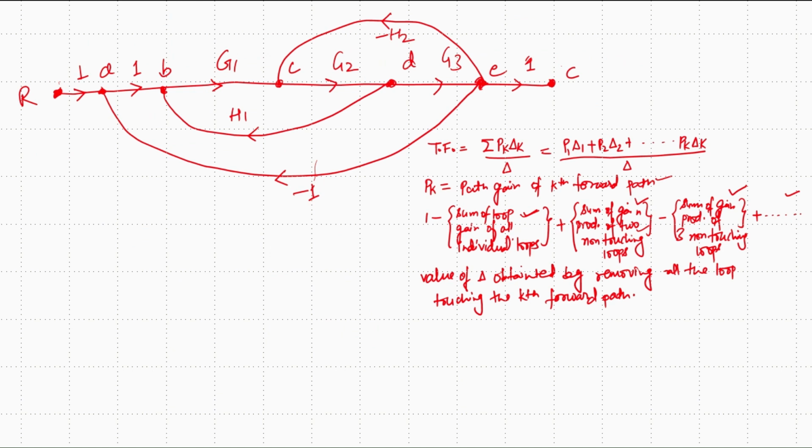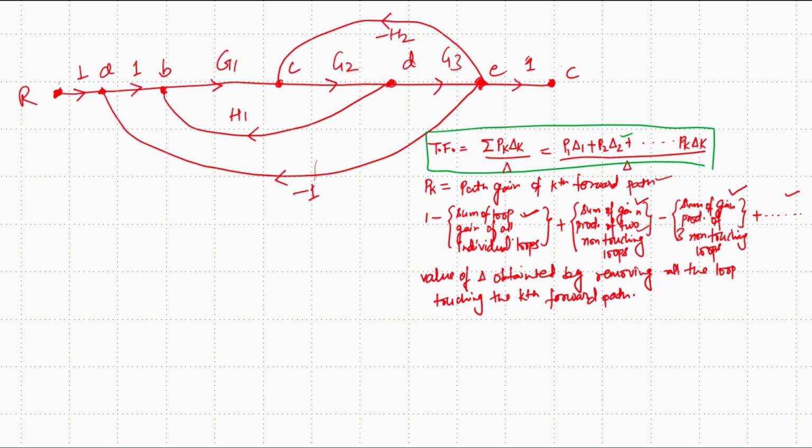Okay, so in the next stage, we will calculate the transfer function using the signal flow graph. We already discussed in the previous class that the formula for transfer function calculation is this one, which is P1 delta 1 plus P2 delta 2 up to Pk delta k. But P1, P2, P3 are the path gains.